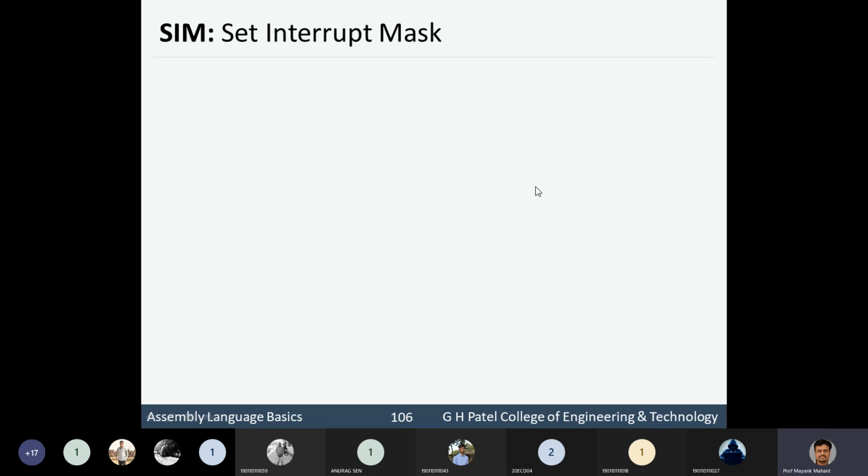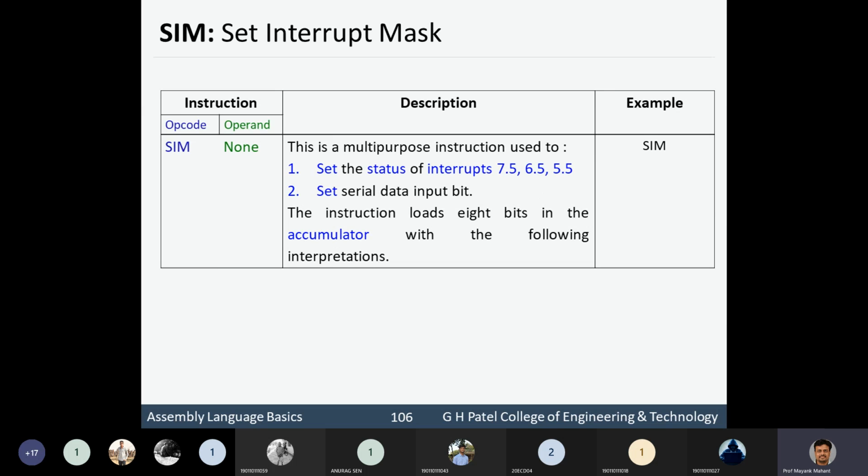The second is the SIM instruction, set interrupt mask. Now, you may not want to disable or enable all the interrupts at the same point of time. You want to control some interrupt. That can be done with the help of the SIM and RIM instructions. SIM is a multi-purpose instruction that is used to set the status of interrupts 7.5, 6.5, 5.5, as well as to set the serial data output bit. We have already seen that there are SID and SOD, two pins we use for serial communication. To set the bits we use this SIM instruction.